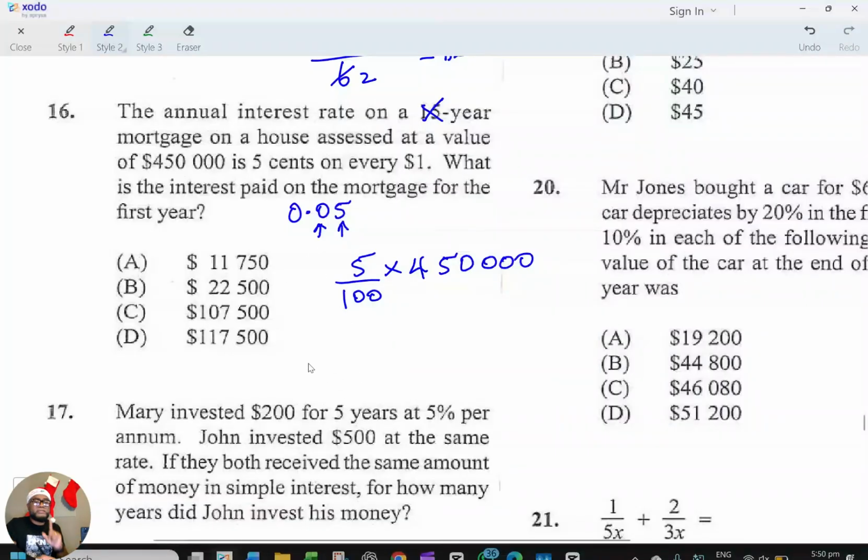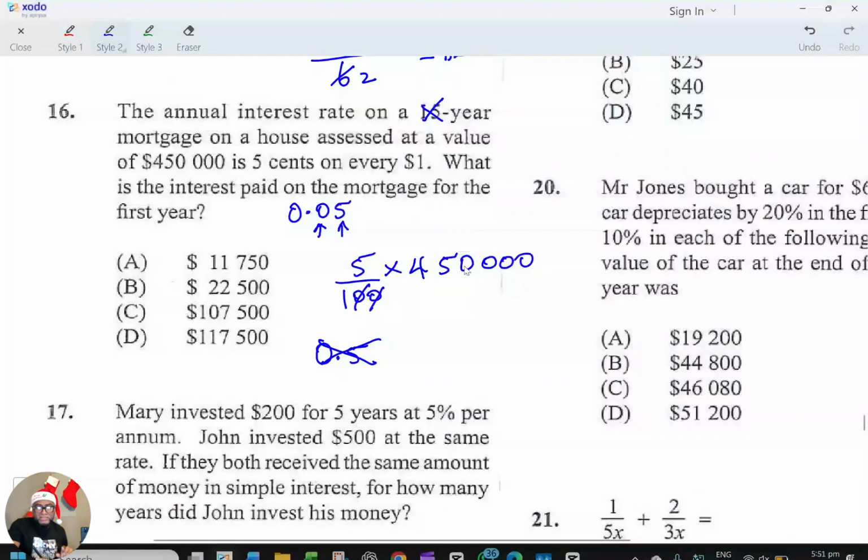Point to note, we are crossing all the T's and dotting all the I's. 5 cents is not this. How many cents is this if I have 0.5? 50 cents. This is not 5 cents, so it would be wrong to use.